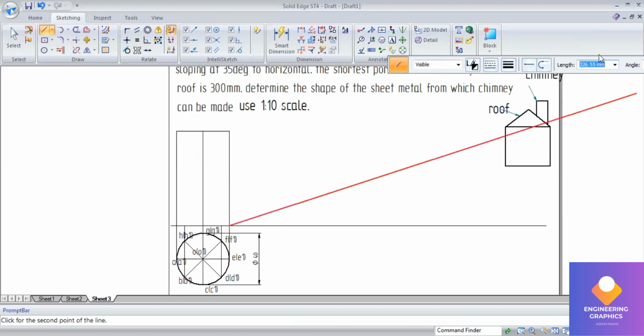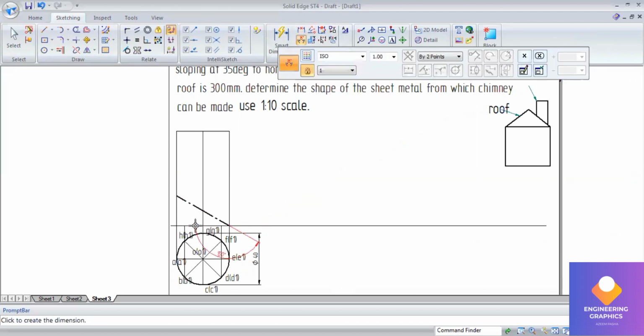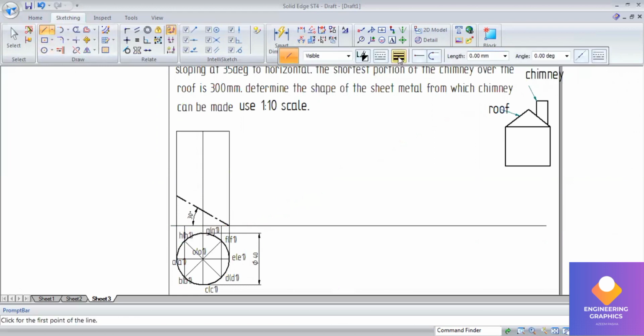Okay, here you can see the roof top has been inclined at an angle of 35 degrees to the horizontal. So I'll be giving an angle, 150. You can check the angle, so 35 degree inclination. Okay. So draw the projection lines.